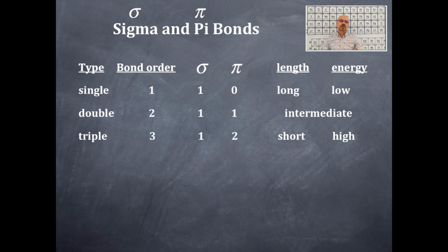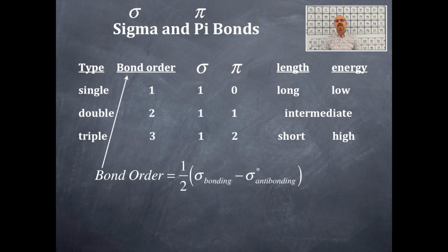Here's the triple bond. The triple bond has a bond order of 3, and it has 1 sigma and 2 pi. Again, the 1 sigma plus the 2 pi is equal to a bond order of 3. The bond length on a triple bond is very short, and the bond energy to break a triple bond is very high, again, in relation to a double or a single.